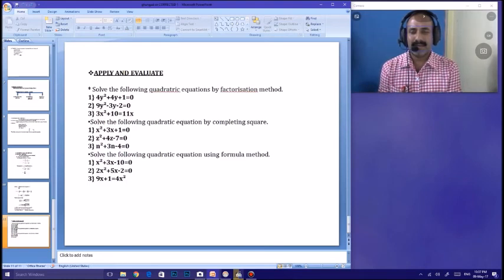Now in the completing square method we also solve the equation. Last one is formula method. We use the formula which is given by Sridharacharya.